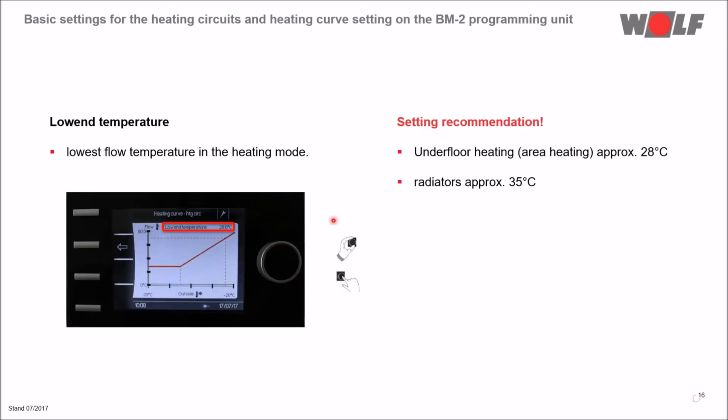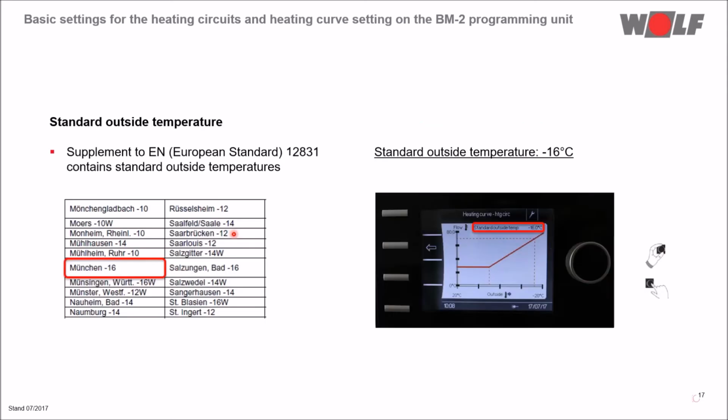The required low end temperature is set by turning the rotary selector, visible here in the upper section. Press it to apply the set temperature. For underfloor heating, we recommend a temperature of approximately 28 degrees. It is advisable to select a higher temperature of approximately 35 degrees for radiators. As soon as this temperature is confirmed by pressing the rotary selector once more, the next setting option appears automatically.